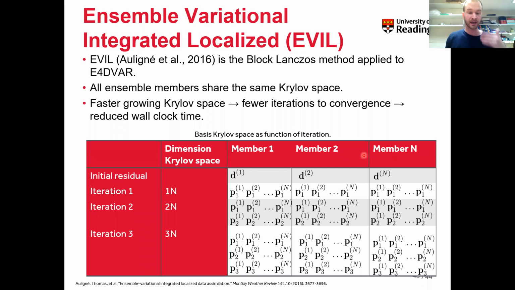In this case, the Krylov space you're using to solve your system after the first iteration is of the same dimension as your number of ensemble members. After the second iteration, it's twice as big, etc. So it's larger than in the previous approach, which means that in all likelihood, you're going to get convergence in fewer iterations, which means that you're speeding up your 4D-Var.